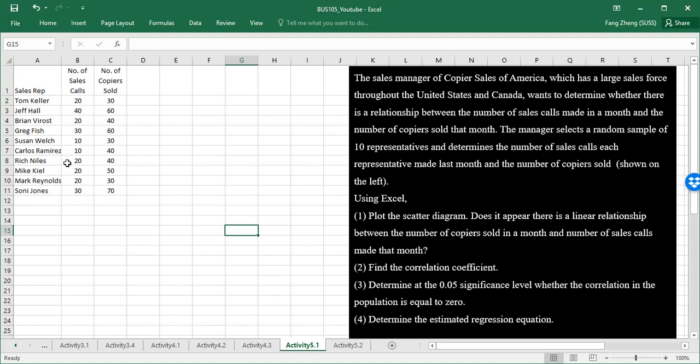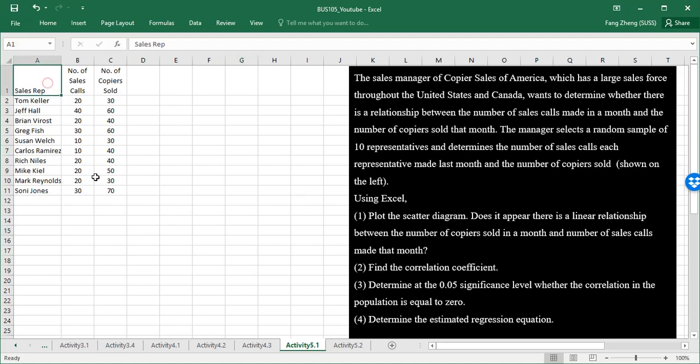Now the question is to use Excel to plot the scatter diagram and then ask whether there is a linear relationship between the number of copiers sold in a month and the number of sales calls made last month. And secondly, to find the correlation coefficient. And thirdly, to determine at the 5% significance level whether the relationship is equal to 0 or not. And fourthly, determine the estimated regression equation. So now let's first see how to plot the scatter diagram.